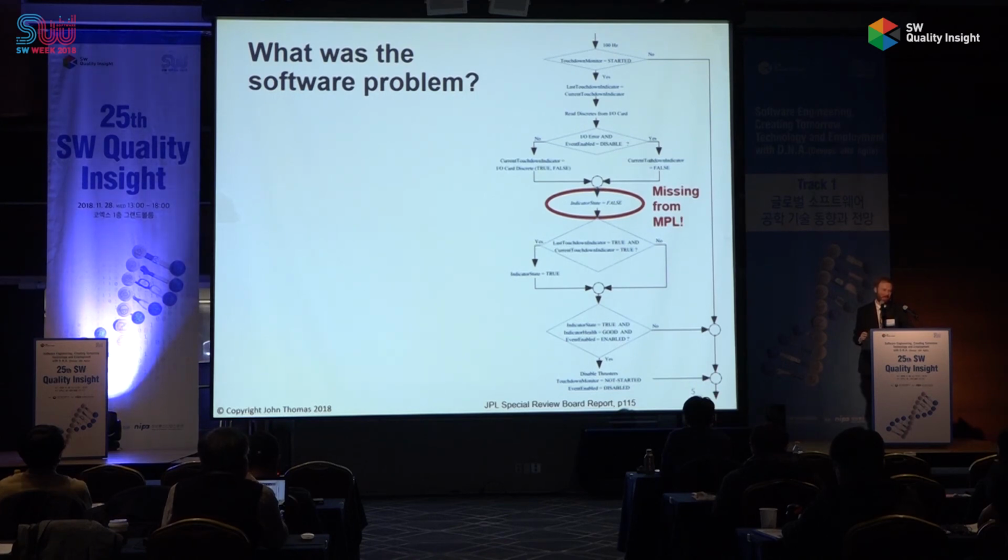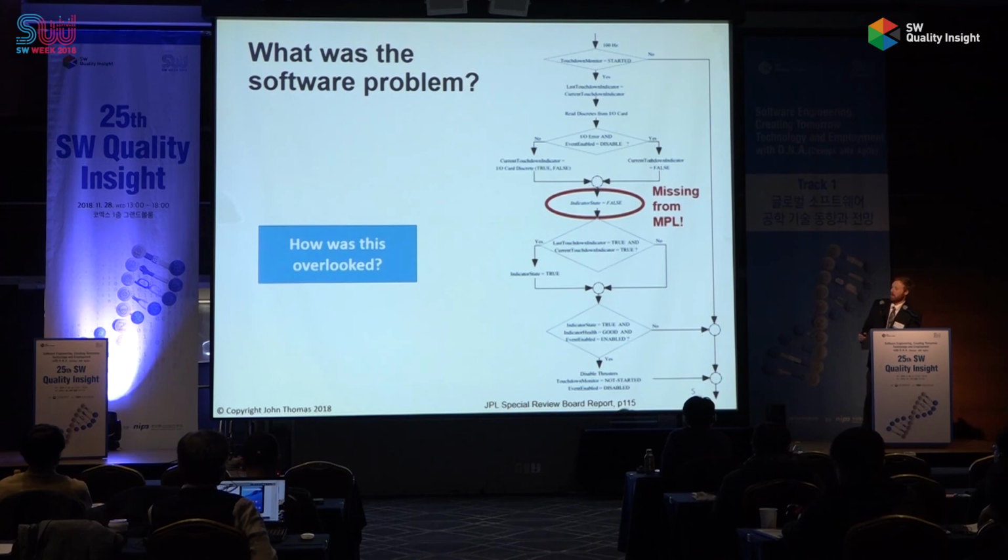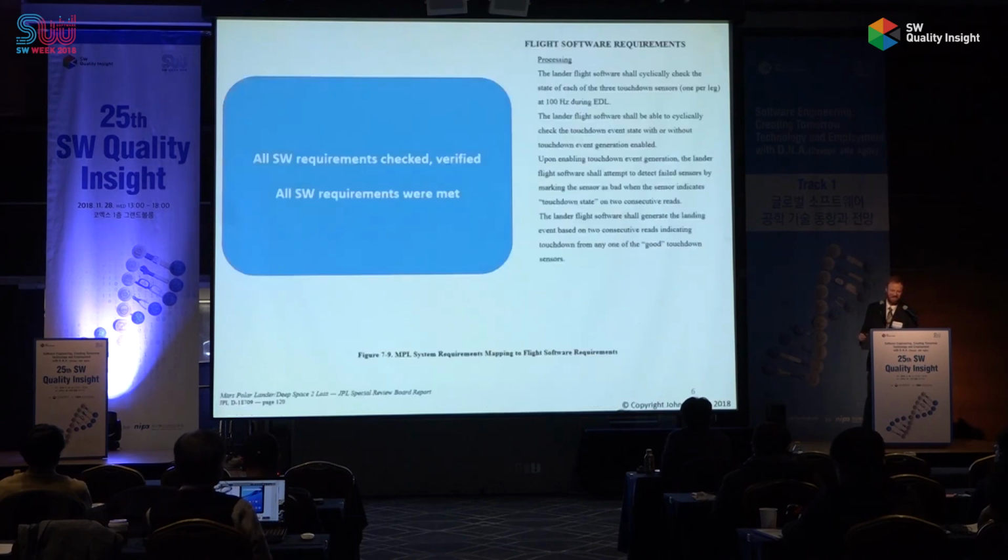How did this slip through the cracks? How did we miss this during our quality assurance efforts and during our testing? Well, it turns out, how do we do testing? How do we do assurance? We look at the software requirements.